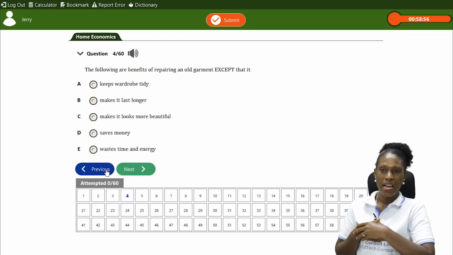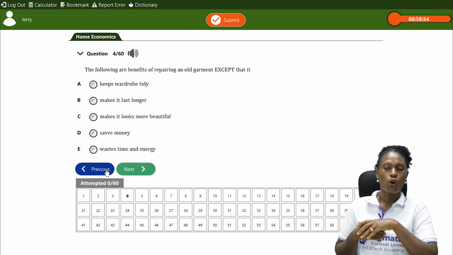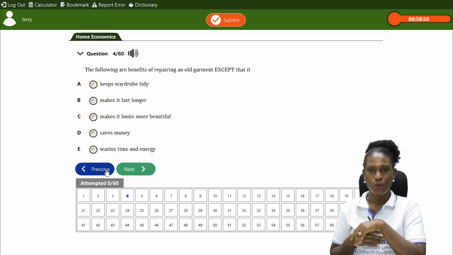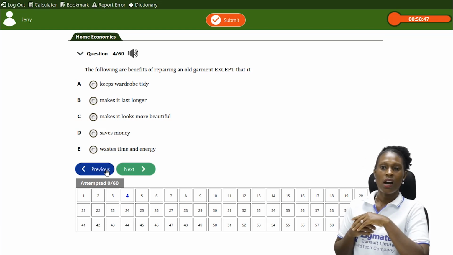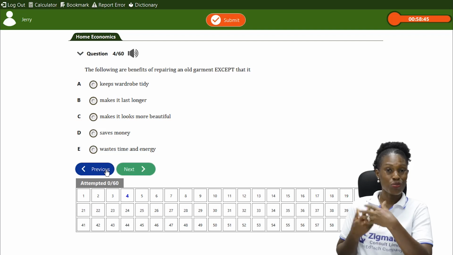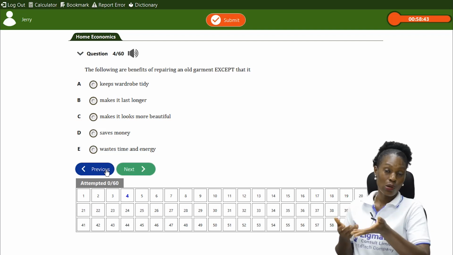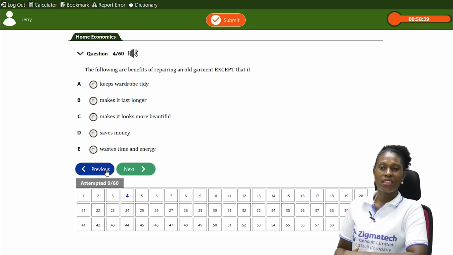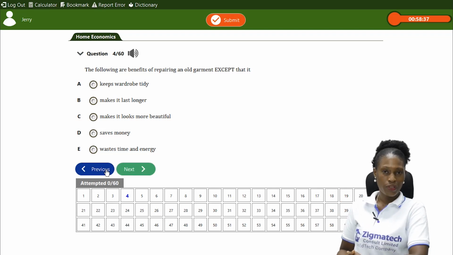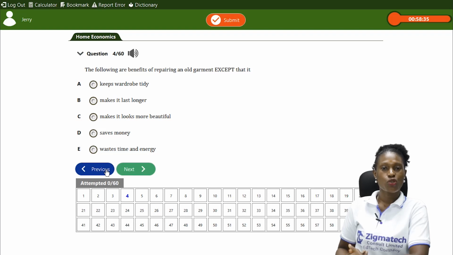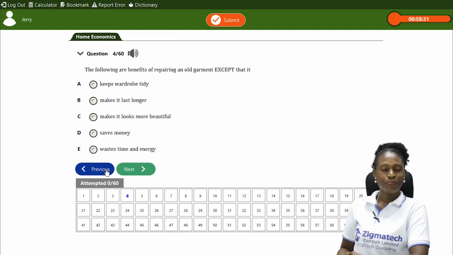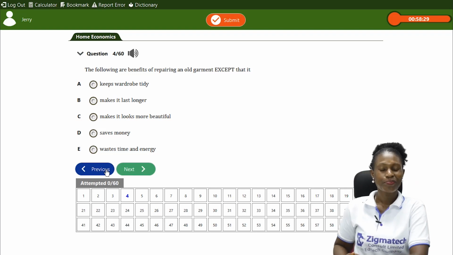Now, keeps the wardrobe tidy. When you repair an old garment, it keeps your wardrobe tidy rather than keeping it looking not so good. Another one is that it makes your clothes last longer. So when you repair them, it makes them last longer for you, okay? You can use it for a longer period of time. Another thing is that it makes it look more beautiful. So when you amend it, when you repair it, it makes it look more beautiful for your next use. Also, it saves you money, right?